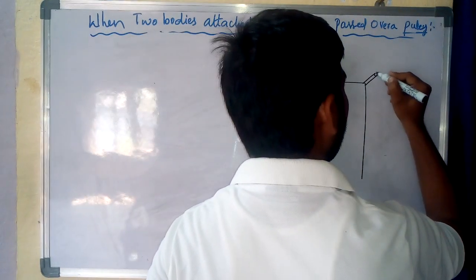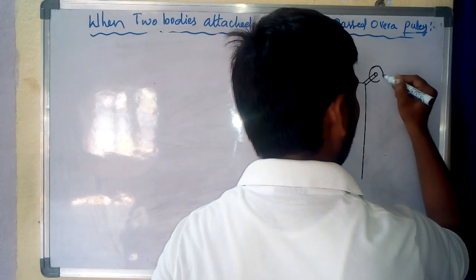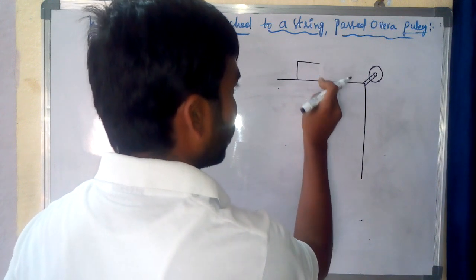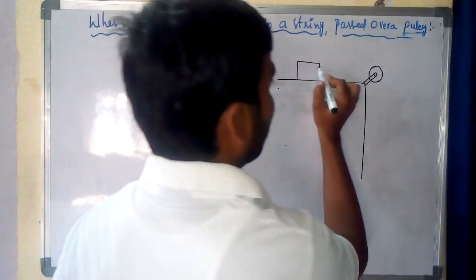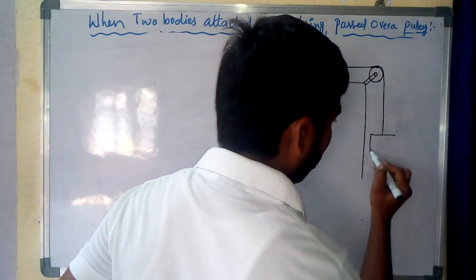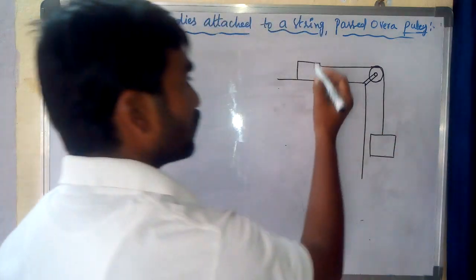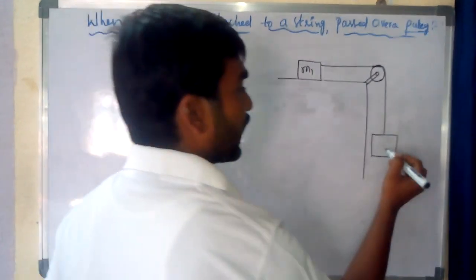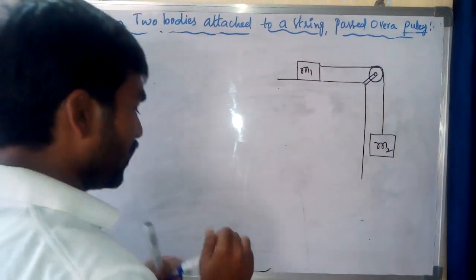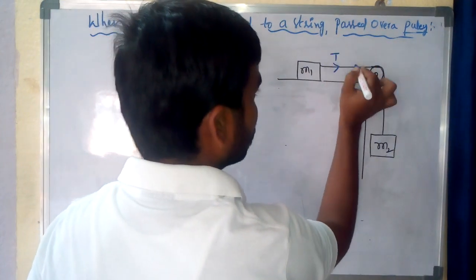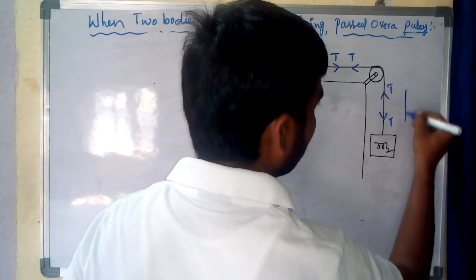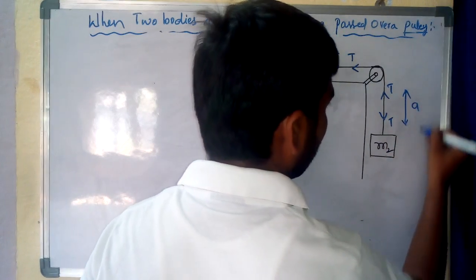I am attaching a pulley. Two bodies are connected with a string, and this string is passed over a pulley like this. The first body's mass is m1 and the second body's mass is m2. The tensional force acting on the string is T, and the acceleration of the given bodies is A.